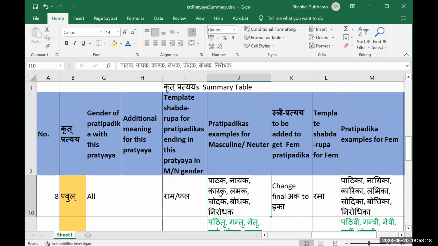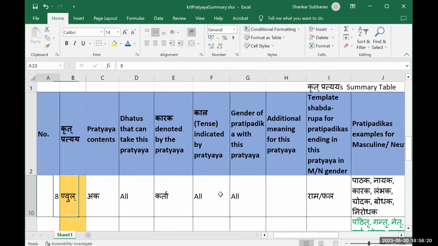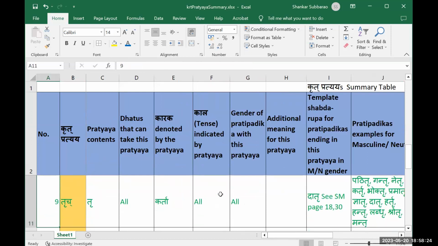All right. So this is in the sense of a doer, agent. Similar, another very common agent word is the trich pratyaya. What is the content? Tr.